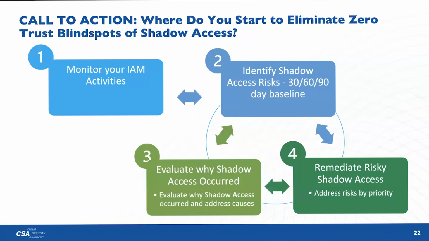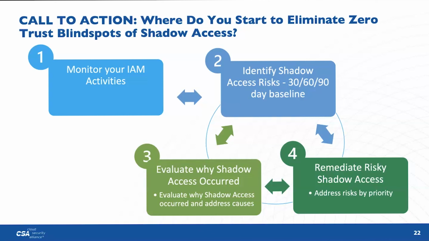What is the call to action? Now that we talked about shadow access, we talked about IAM, zero trust, we talked about the process gaps. What do we do? The first thing is start to monitor your IAM activities. You start to look at what's happening in your cloud environments. Who are the actors? Who are the humans, non-humans, the APIs that are touching my data? You can apply some baseline, 30-day monitoring, 60-day monitoring, and 90-day monitoring. You establish a baseline to identify all the shadow access activities.